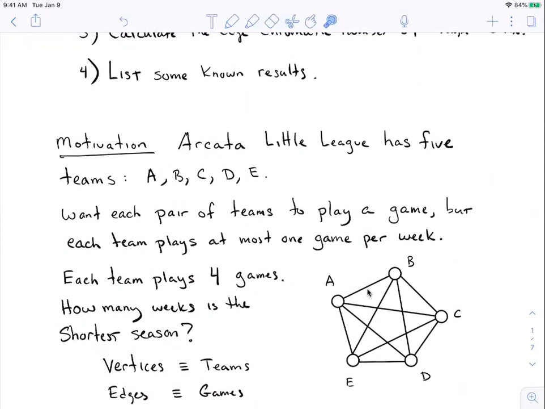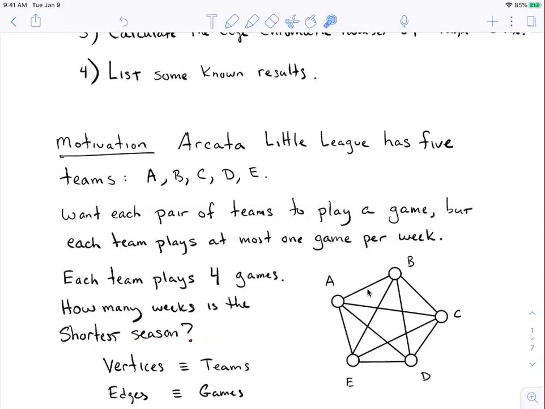So I have this little league, 5 teams. They have fancy names like A, B, C, D, and E, and I want each pair of teams to play a game. So I want team A to play team B, C, D, and E, and so on. I want everybody to play each other once. They play at most 1 game per week. Well, there's 5 teams in the league, so every team is going to play 4 games. And the question is, what's the shortest season? How many weeks does it take in order to have these 5 teams play a game when they're playing once per week?